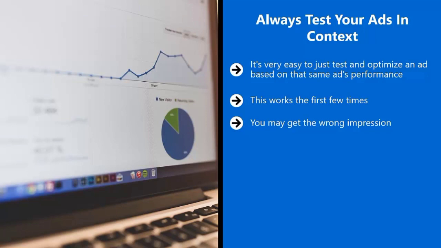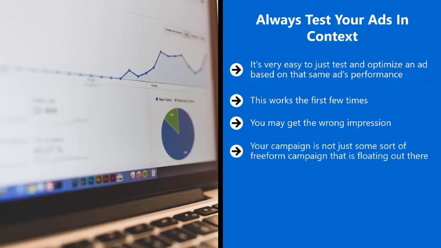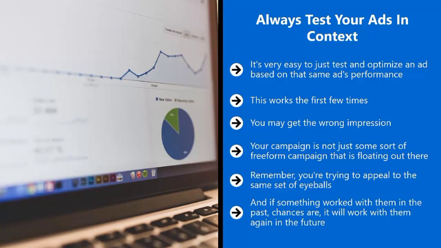This is why you have to always look at the context of your campaigns. Your campaign is not just some sort of free-form campaign that is floating out there. You must connect it with what went on before. Remember, you're trying to appeal to the same set of eyeballs. Unless you are dramatically shifting your target audience, you're essentially still trying to appeal to the same people. That is the context. And if something worked with them in the past, chances are it will work with them again in the future. The key is to break this down to basic principles or elements and apply those principles and elements to your new ads.